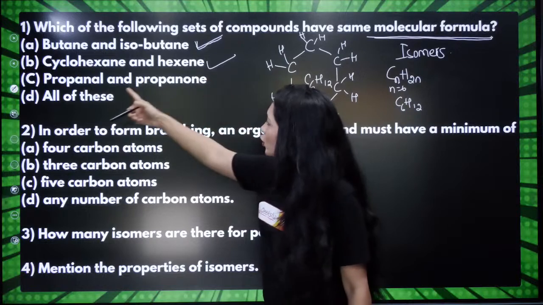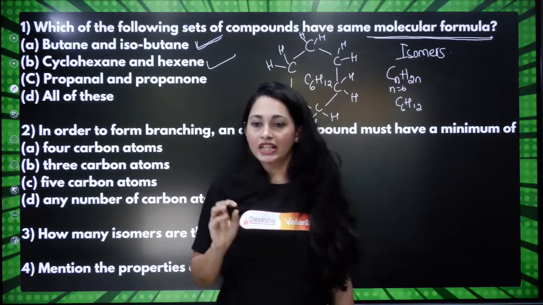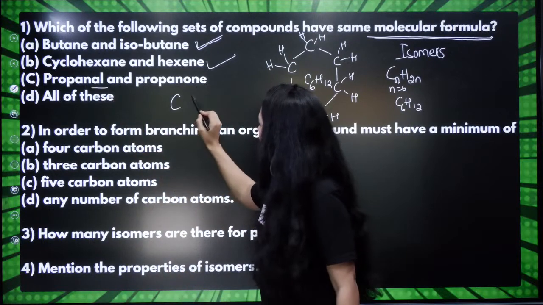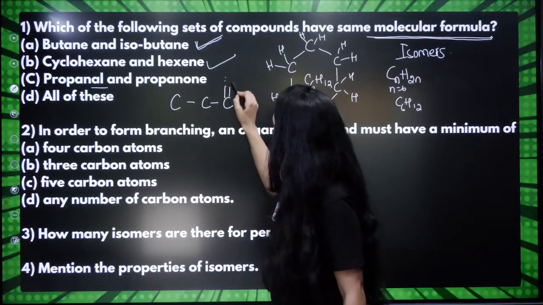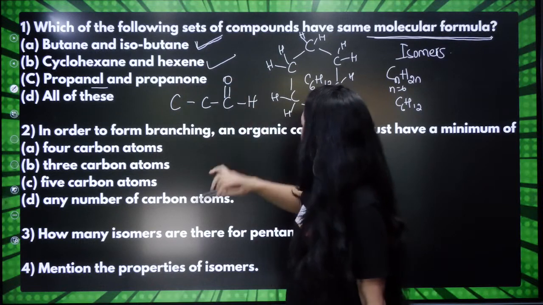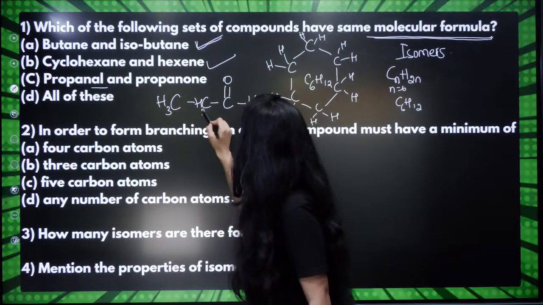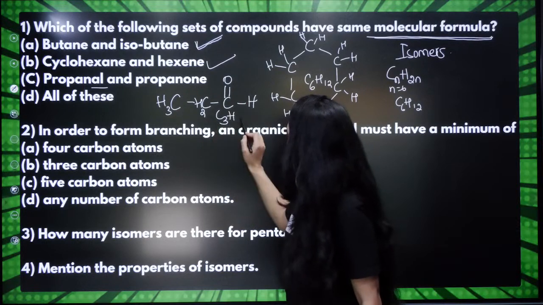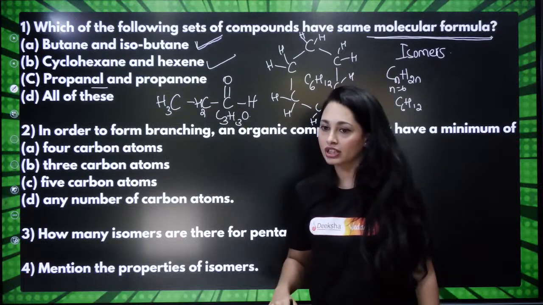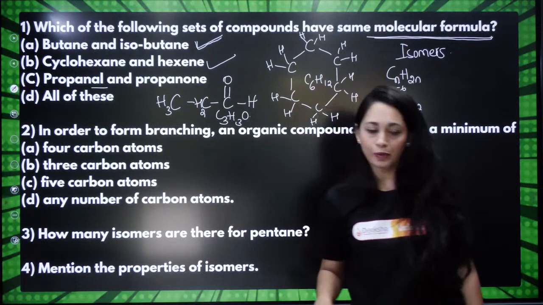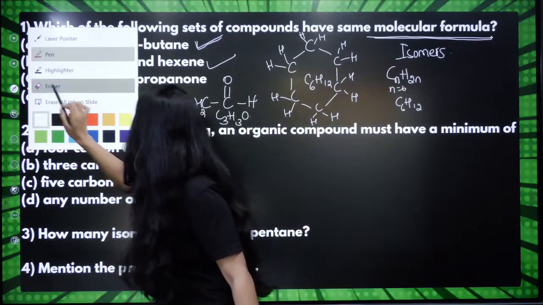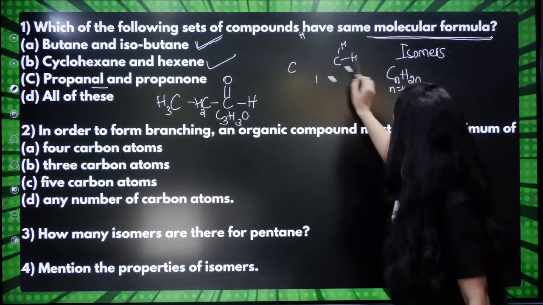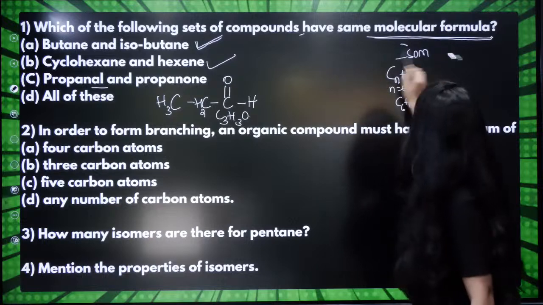B is also isomer. Okay, let's see propanol and propanone. What is propanol? Propanol, aldehyde is there. Okay, 3 carbon atoms. So, it will be joined to one oxygen and 1 hydrogen here. CH3, CH2, C double bond O, H. So, how many carbon atoms see here? 3 carbon atoms, hydrogen 6 and 1 oxygen. What about propanone? I'll rub the other ones. See, you are too quick to jump to the answer. It's not just A.